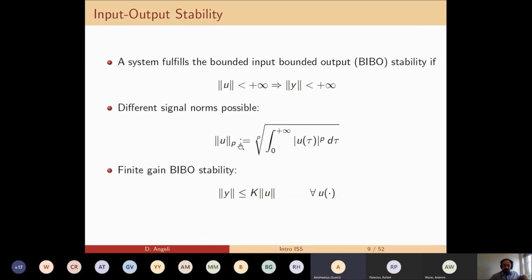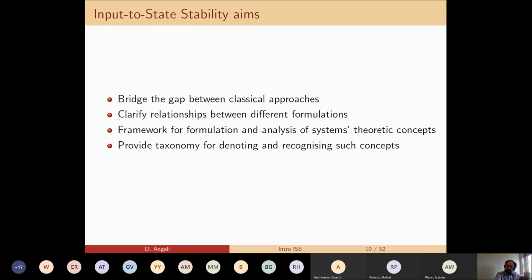And so for whatever norm you've chosen, you could decide that you may have a bounded input, bounded output property, or you may have a finite gain bounded input, bounded output stability, which comes in as an inequality of this kind. But yes, it's an example of a norm. Thank you. You're welcome. Was there another question?